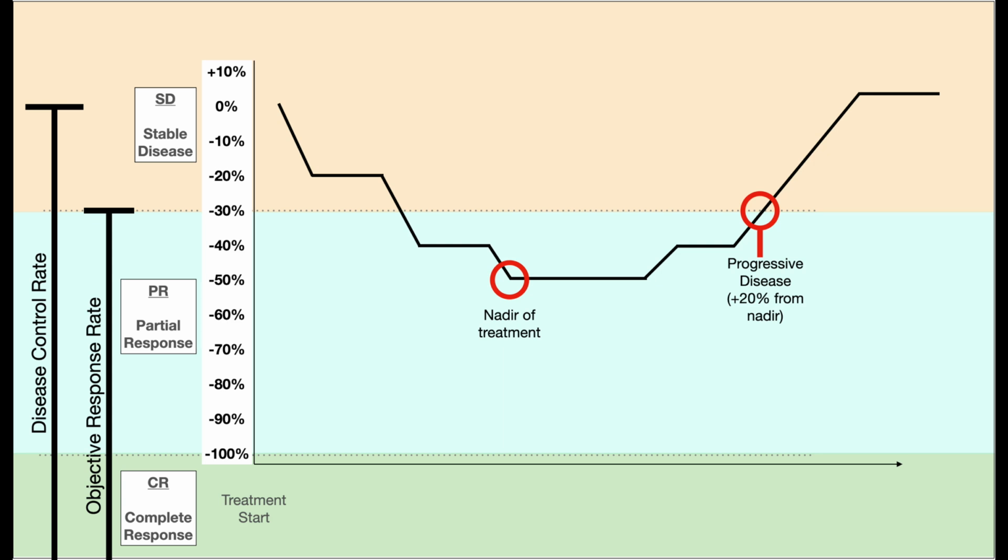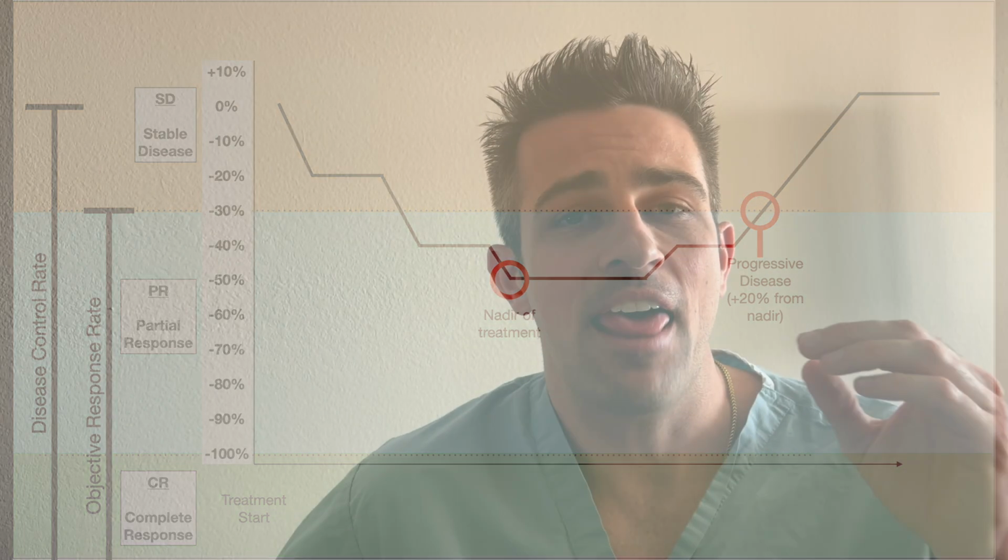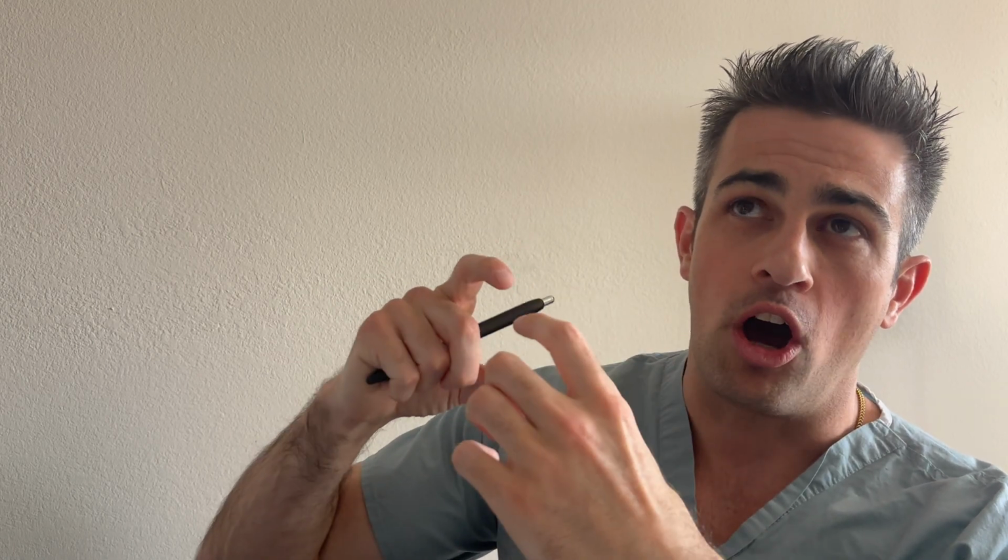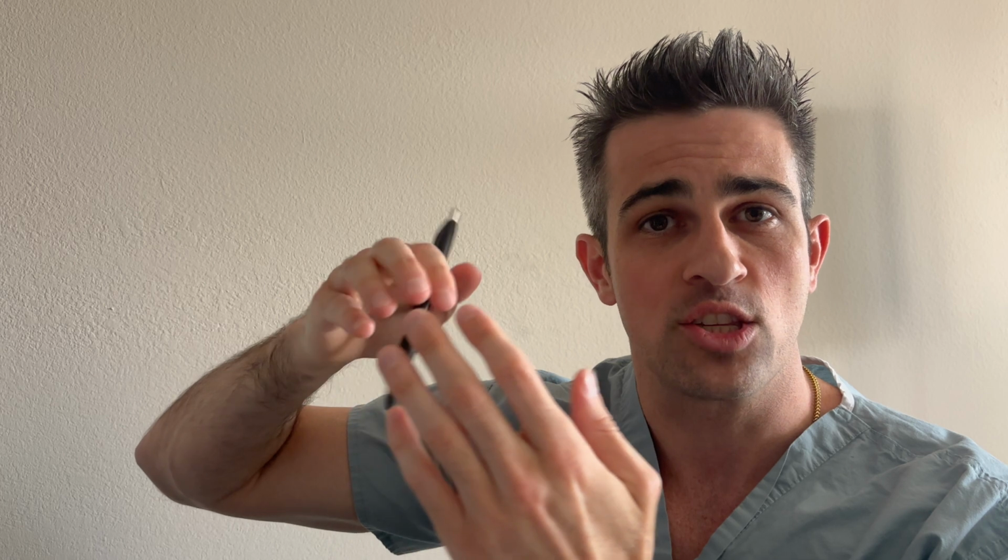Now, you're going to contrast that ORR to something called the disease control rate, which is the DCR. The DCR adds on the complete responses and the partial responses, but also the stable diseases. And that's a simple breakdown of RECIST criteria.